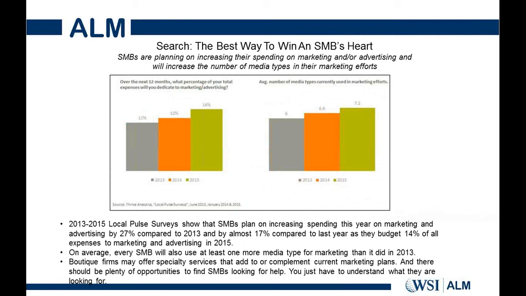SMBs are planning on increasing their spending on marketing and/or advertising and will increase the number of media types in their marketing efforts. If you look at the left-hand side graph, over the next 12 months, in 2015, 14% have said that they'll dedicate 14% of their total expenses to marketing and advertising. That's 14% versus 12% in 2014 and 11% in 2013.